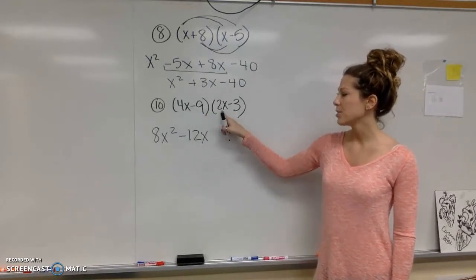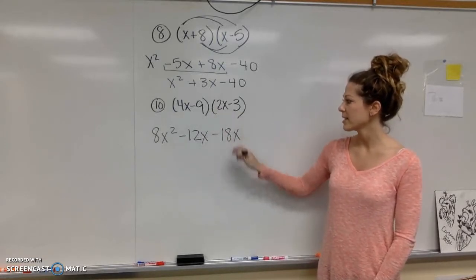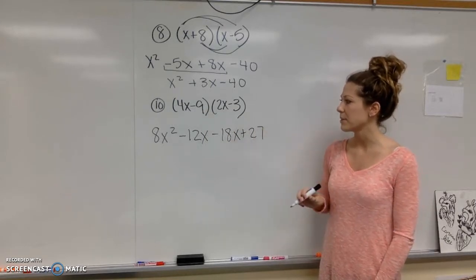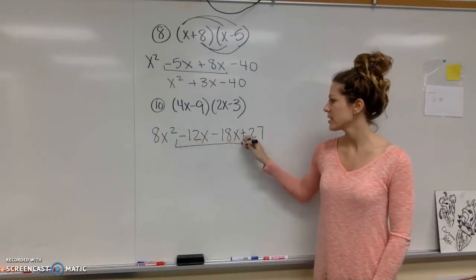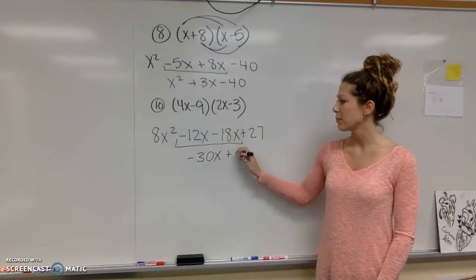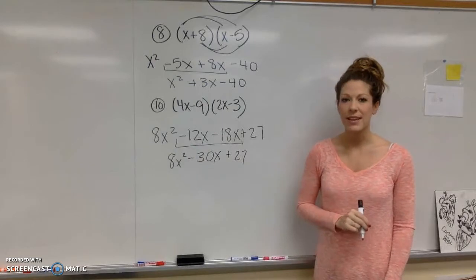Negative 9 times 2x, negative 9 times 2 is negative 18. Then we have an x. And negative 9 times negative 3 is positive 27. Then we go back through, combine our like terms. So we have negative 12x and negative 18x, which give us negative 30x as our middle term. Then we have an 8x squared in front, positive 27 in the back.